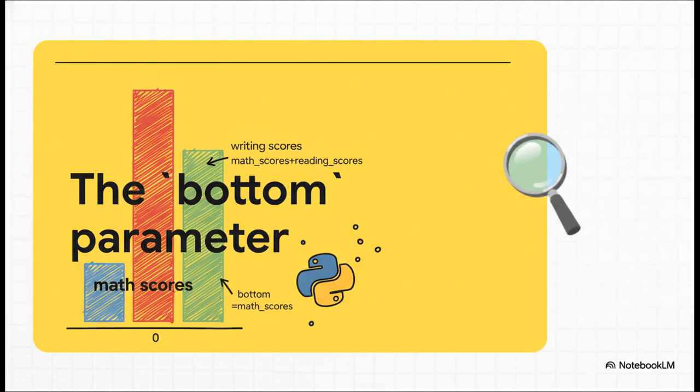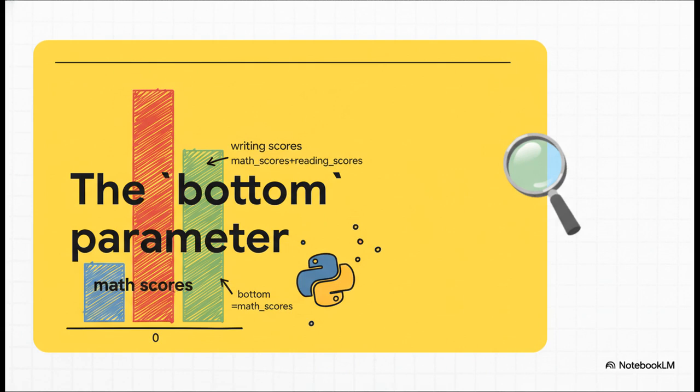So how does Python actually know how to stack these bars? Well, the secret is a single, super powerful little argument, the bottom parameter. It's a really simple instruction. Instead of telling a bar to start at the 0 line, you tell it exactly which bar to start on top of. It's the whole key to stacking. And it works just like this.